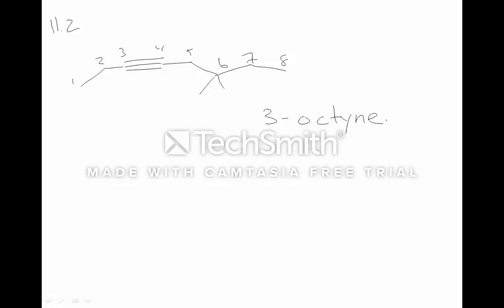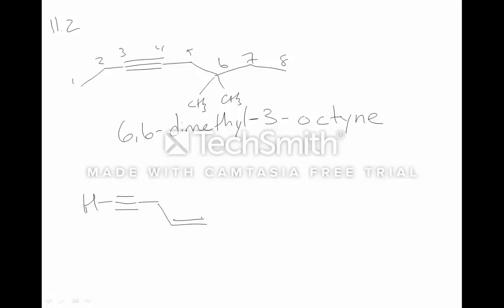So instead of octane and octene, for alkanes and alkenes respectively, we go octane, octene, octyne. And then we have 2 methyl groups, CH3s, at the 6th position. So it's 6,6-dimethyl-3-octyne. The point of unsaturation takes precedence. I'm going to tell you that the first site of unsaturation is going to take precedence.